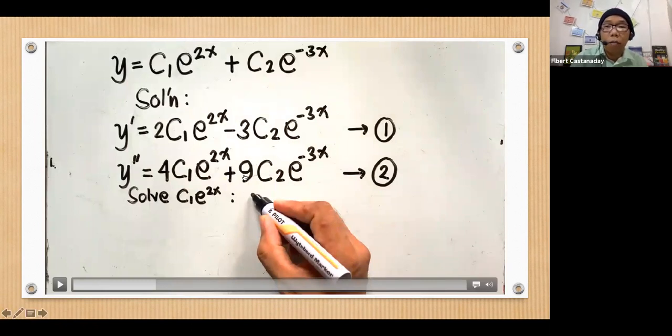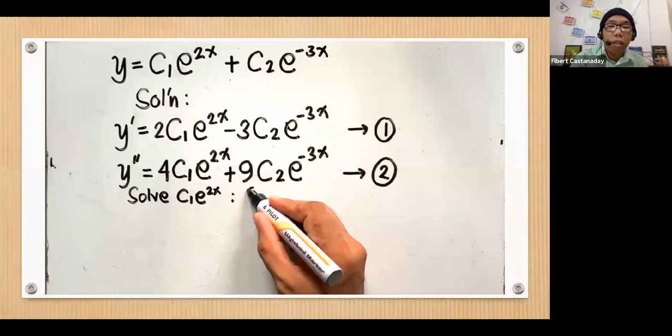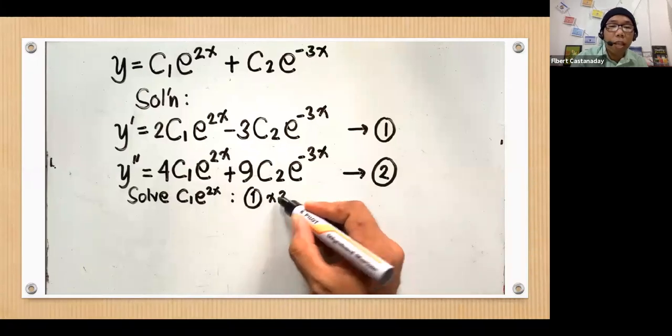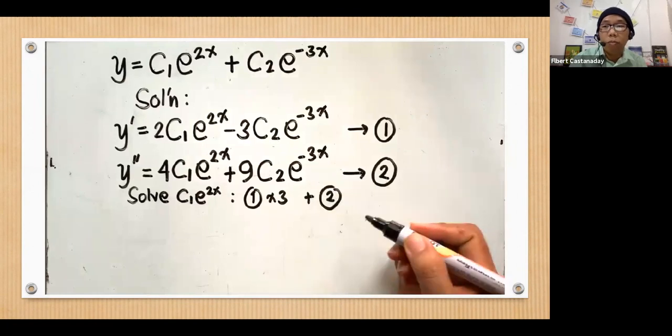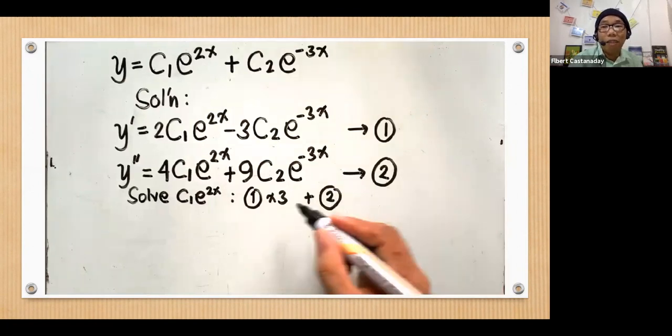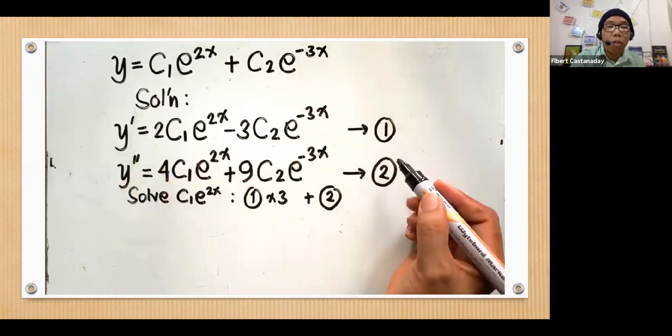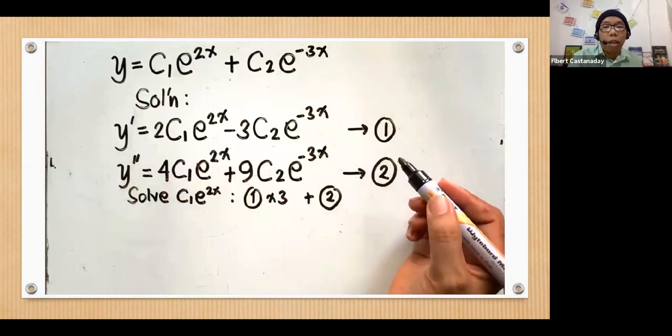So what I will do here is I will multiply the entire equation 1 by positive 3 para maging 9. At kapag pinag-add ko sila, when I add them, this part of the equation will be eliminated. Okay? So here, equation one will be multiplied by 3. And then I will add that to equation 2. Okay, follow?